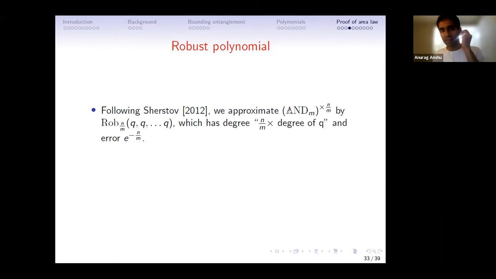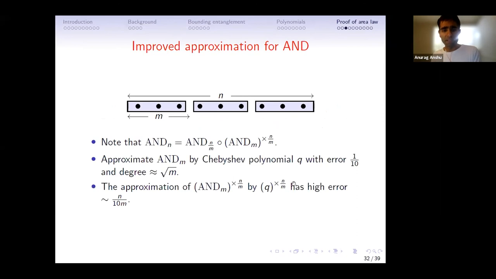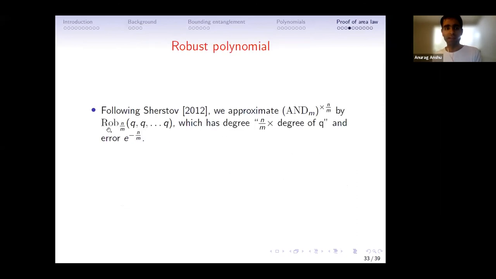So what we'll do is take our n bits, and we'll approximate each of them by this polynomial q. Instead of just multiplying them together to get the full approximation, we'll multiply them in this robust manner. We'll take a robust function of these n over m functions q. Its degree will be very similar to just multiplying these polynomials together. If I just multiply them together, the degree of the new polynomial would be n over m times the degree of the original. But the error doesn't accumulate in this bad fashion. Rather, it gets much better. It becomes exponentially small in the number of inputs to the robust function.